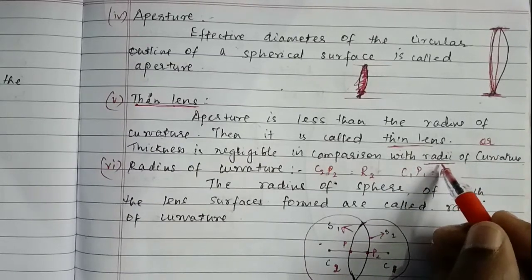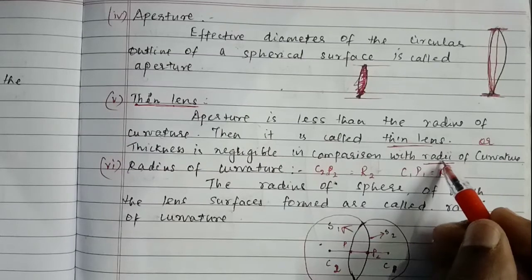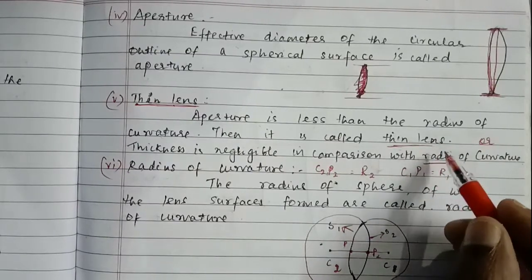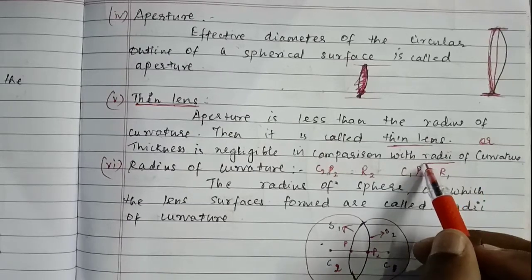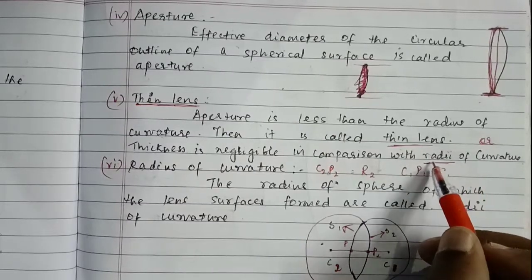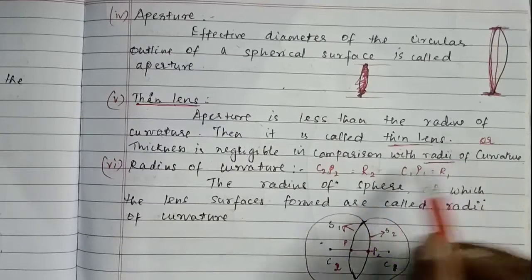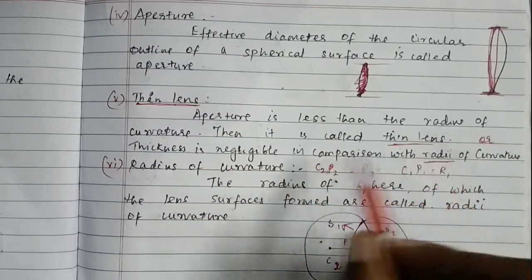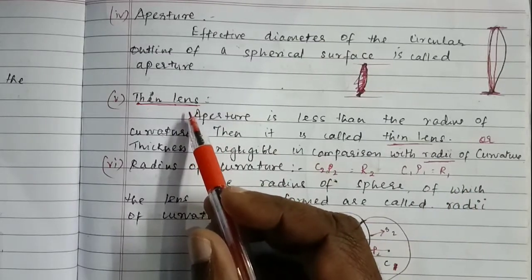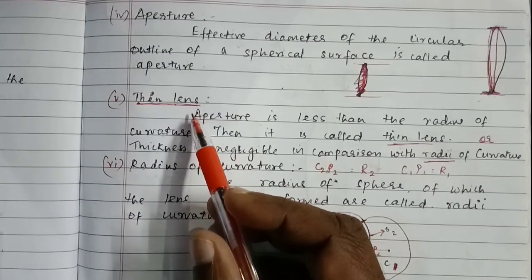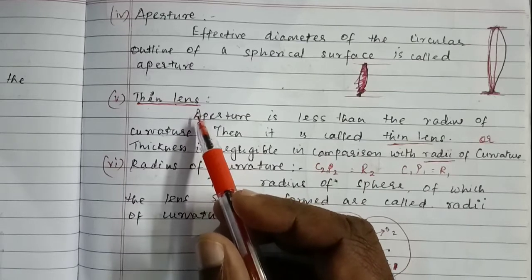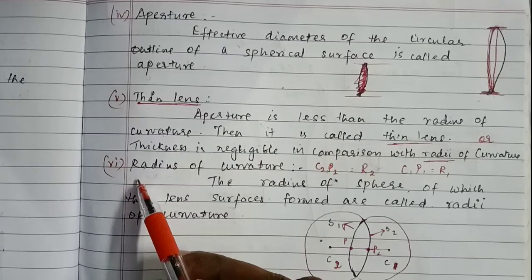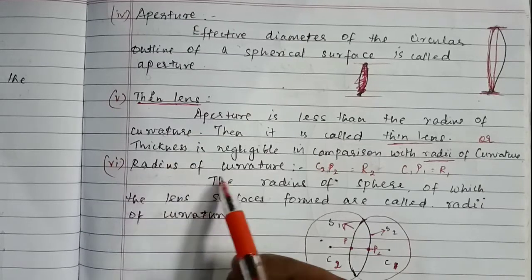Radius singular, radii plural. That means two radius. A spherical lens, say a convex lens, has two radii of curvature. So we call it radii of curvature. If the thickness is negligible in comparison with the radii of curvature, we again call it a thin lens. Now, it is very important that we should know what we mean by radius of curvature.